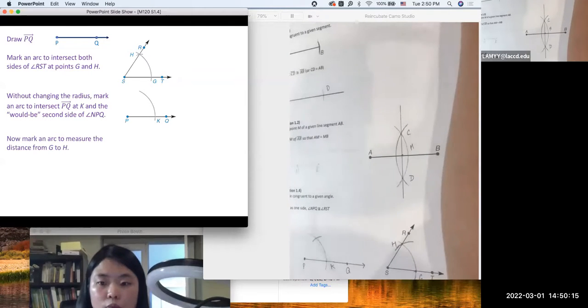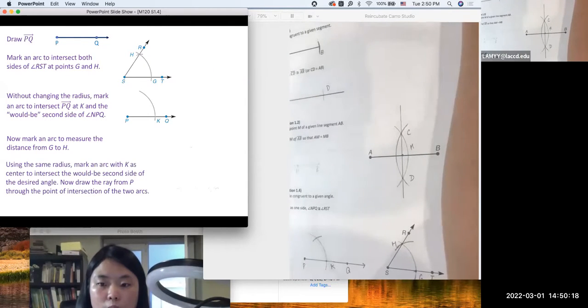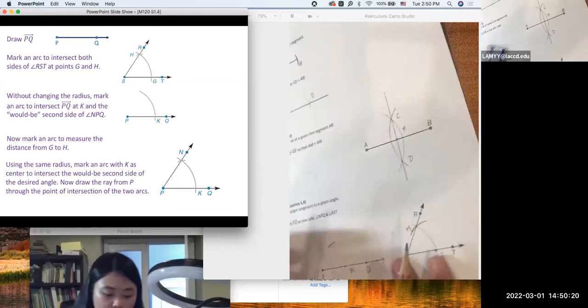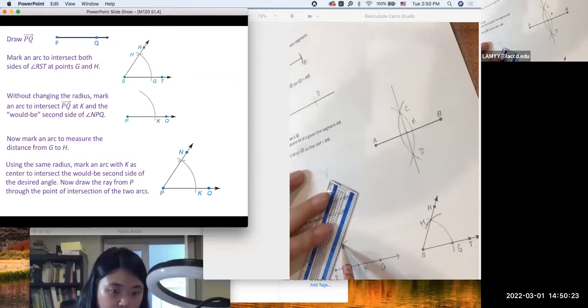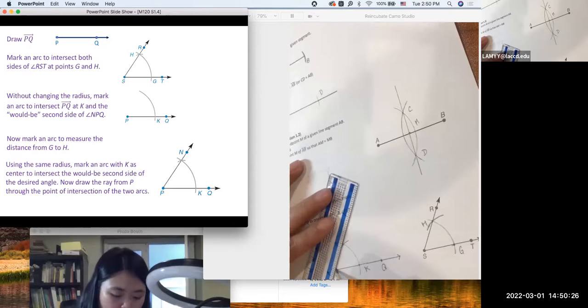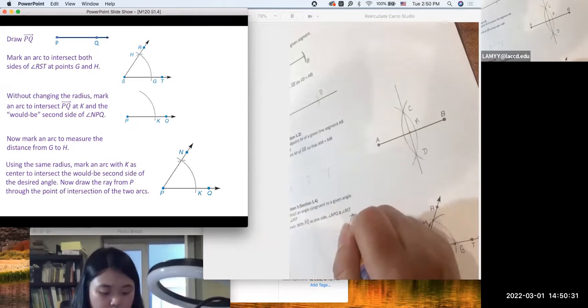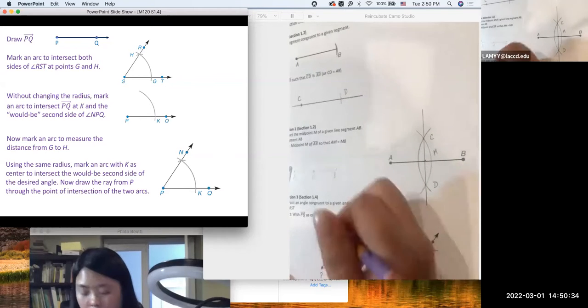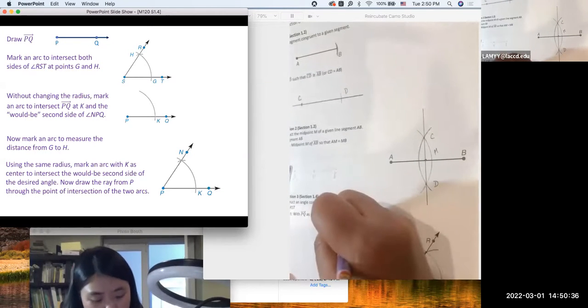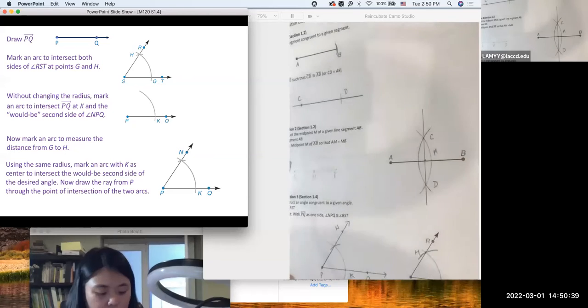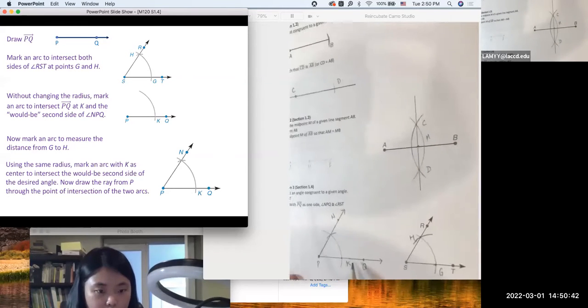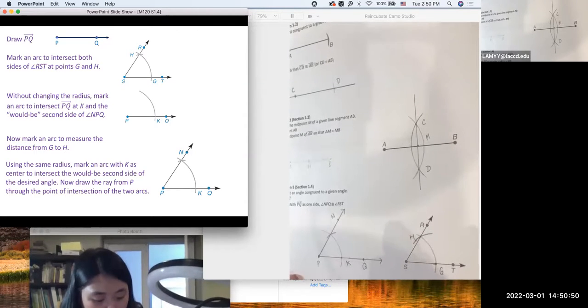Now, I'm going to draw the line from the point P to this intersection. Use the P and the intersection point here. Draw the line. This point I call N. So I will have angle NPQ congruent to angle RST. Okay, angle NPQ congruent to angle RST.